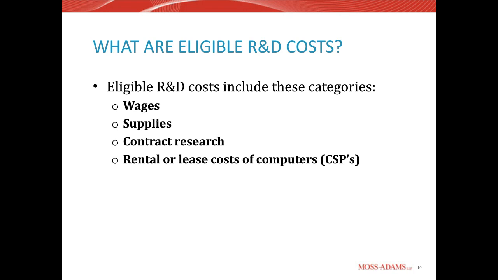The second one is supplies. These are materials used in the process of R&D. This could include items that are consumed or destroyed, as well as items that make it into the final product if it's considered a pilot model or a prototype, or something where there's still some uncertainty remaining in the product. The third one is contract research. This would be anything that is contracted out related to the R&D effort. So outside testing, if you're hiring temporary employees, outside engineering or consultants, those would all be included in the credit calculation at 65% of the cost.